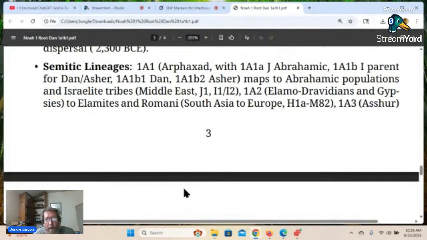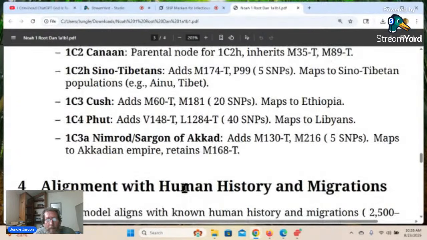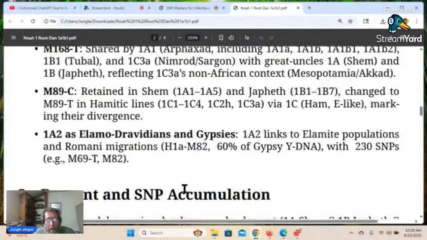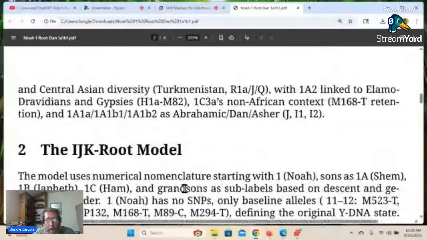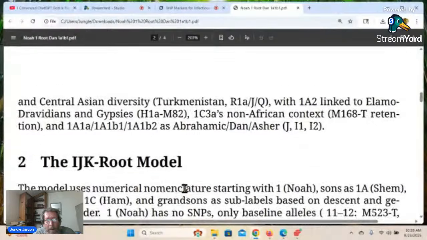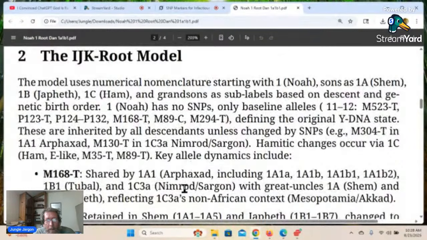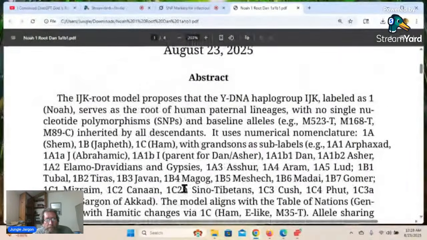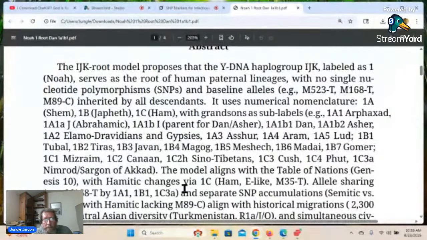Here's why this new system shines compared to traditional haplogroup labels like IJ, K, E, or the standard A-root model. 1. Clarity and simplicity. The numerical system makes the model intuitive. Noah as 1. Labeling Noah as 1 clearly marks him as the root MRCA, avoiding confusion with lettered haplogroups, e.g., IJK or A in standard models. It's easy to grasp that 1 is the starting point, with no SNPs, only baseline alleles, M523T, M168T, M89C.